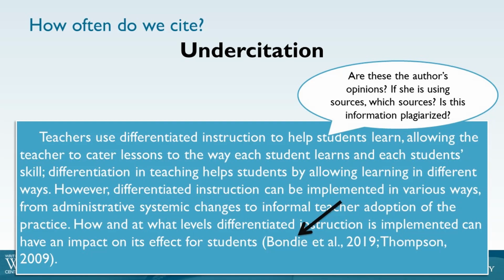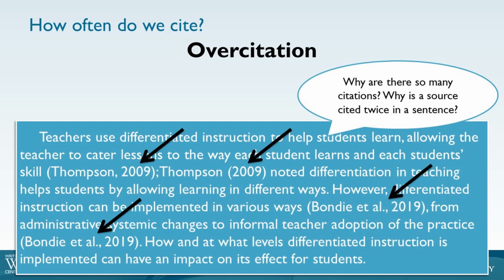As a reader, I have a few questions about where this information is coming from. Without enough citations, it's not clear if the author is stating his or her opinions, or if the author is using sources and not citing them. And if the author is using sources and not citing them, that's plagiarism. So because it isn't clear where the source information is coming from, this is an example of under-citation, which we want to avoid. Let's now look at an example of over-citation.